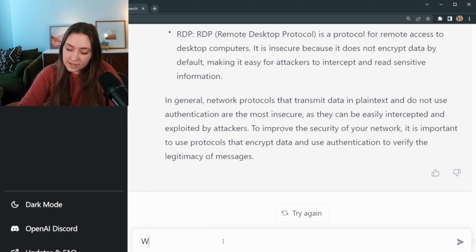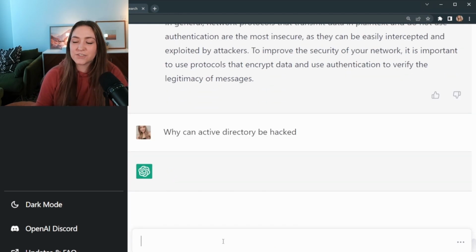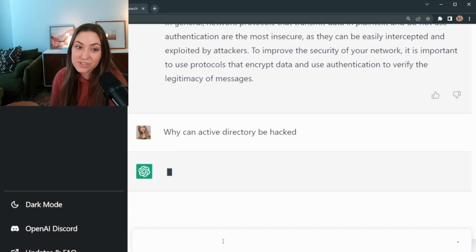Let's see. How can Active Directory be hacked? I need to think more. I'm thinking of these questions on the fly. I probably should have written some down before.